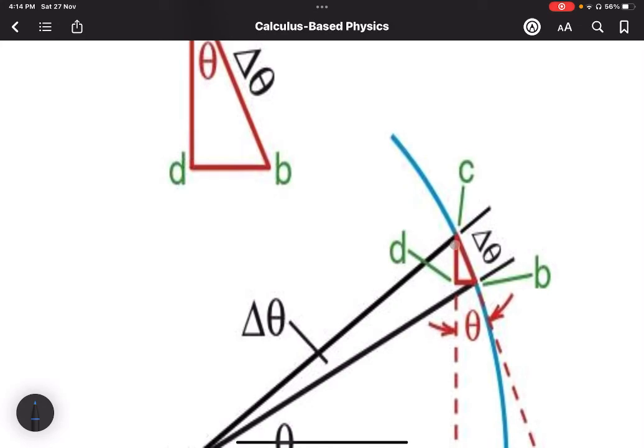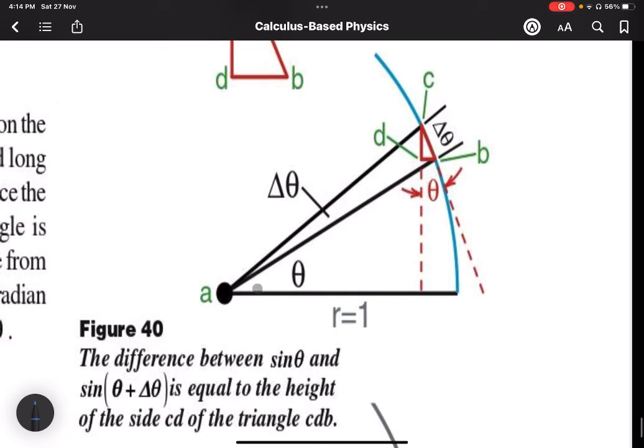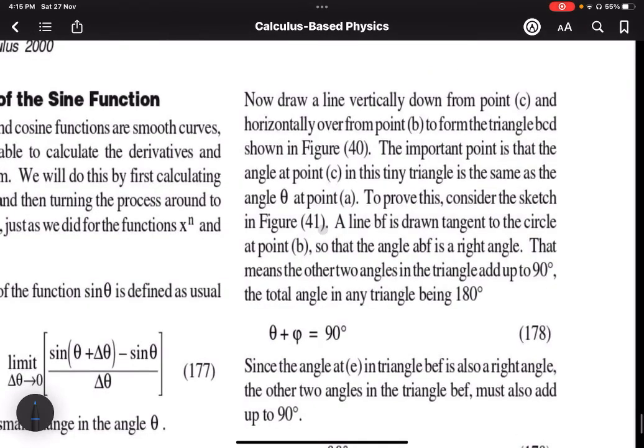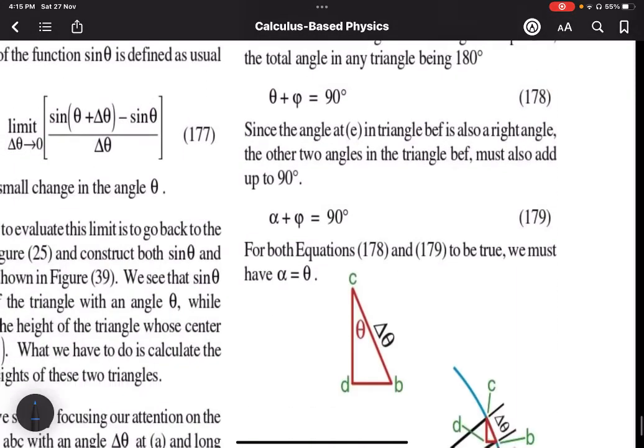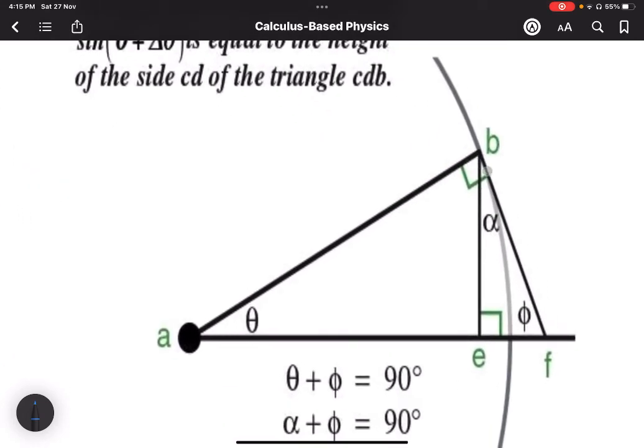We see that this angle is the same as the angle here. Okay? The angle of this, and the angle here are the same, no? Because this is our radian. Okay? You see here in another example, no? To prove this, consider the sketch in figure 41. A line BF is drawn tangent to the circle at point B so that the angle ABF is a right angle. What is a tangent? Again, the tangent line is this, no? This is the tangent line because this is our slope, no.